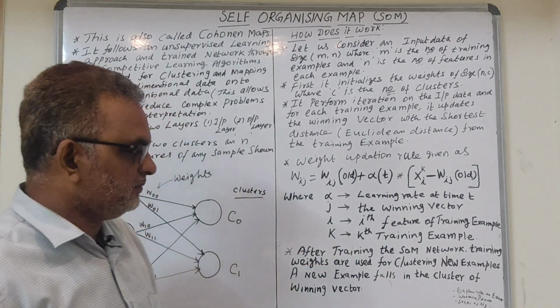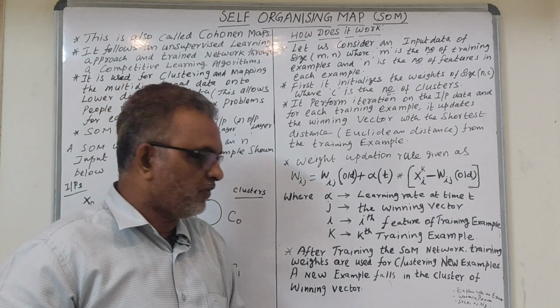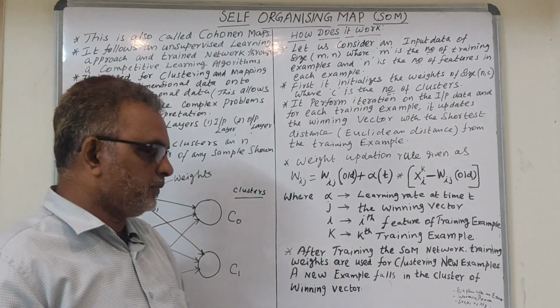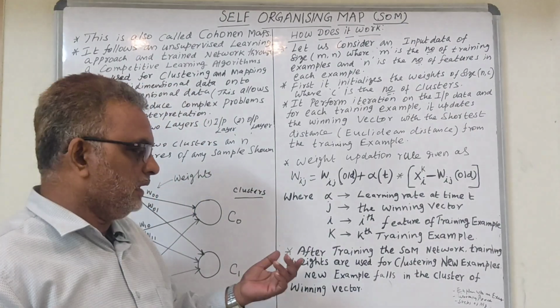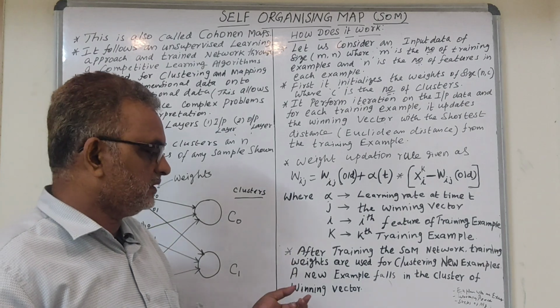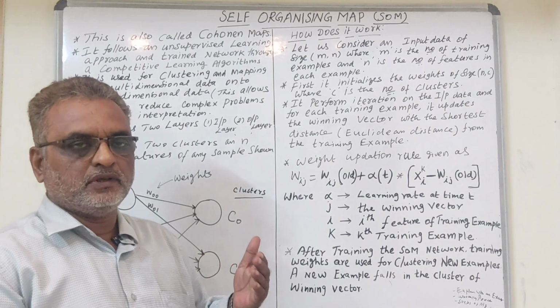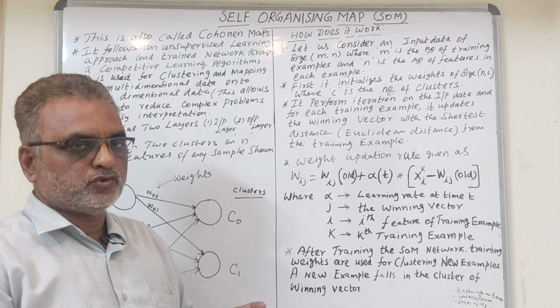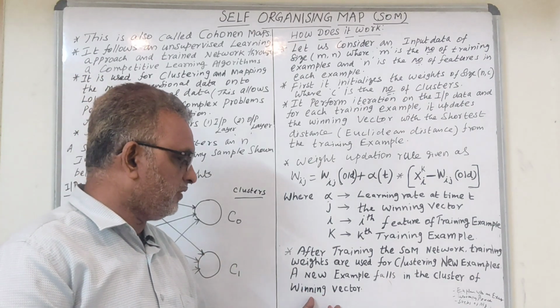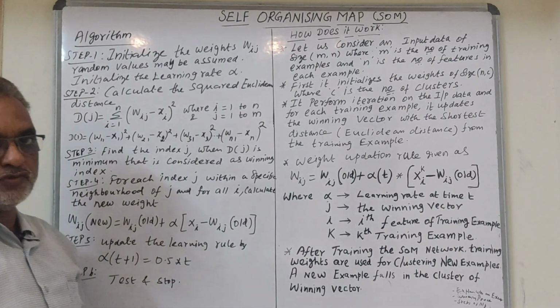After training the SOM network, the trained weights are used for clustering new examples. A new example falls in the cluster of the winning vector. So finally, all the initial values will be changed with the help of these new values. Now, the algorithm of this SOM.